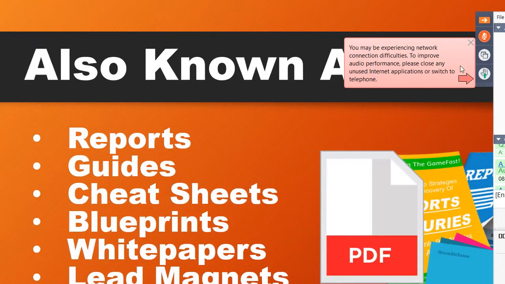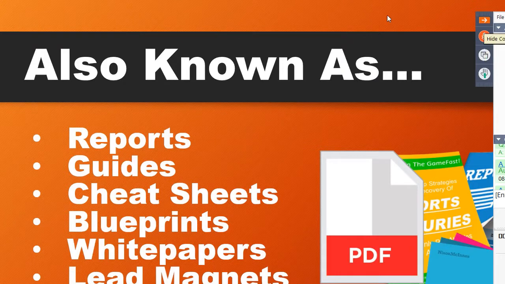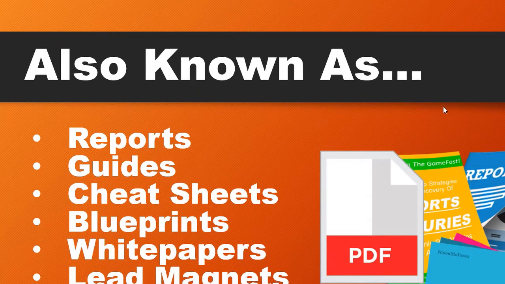Now, what the heck are ebooks? Ebooks have got loads of different names. They're known as reports, guides, cheat sheets, blueprints, white papers, lead magnets, PDFs, right? The word ebook itself is quite a broad term, and all of these mean the same thing really, don't they? The only difference between a guide and a report is, well, I'm not so sure actually. Maybe guides are usually a bit flimsier and not as long as more detailed reports, and ebooks are traditionally a bit heavier in terms of the content inside. It covers all of these things, right?